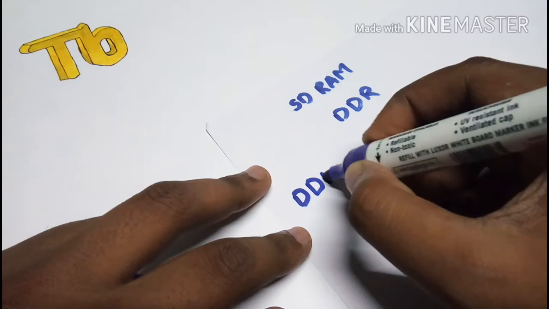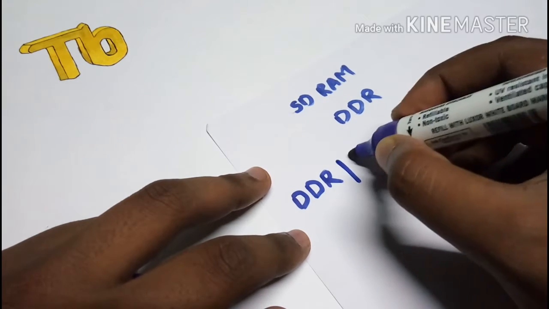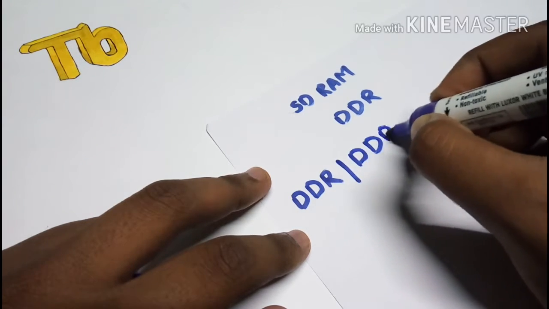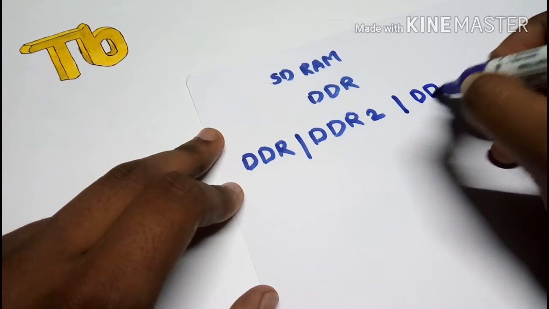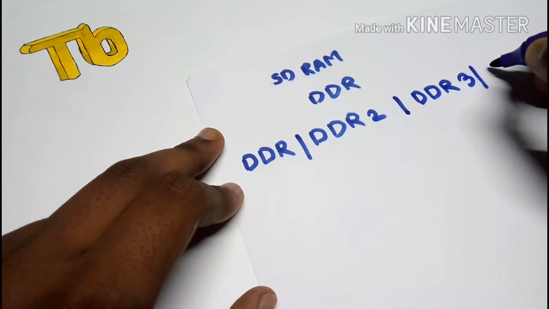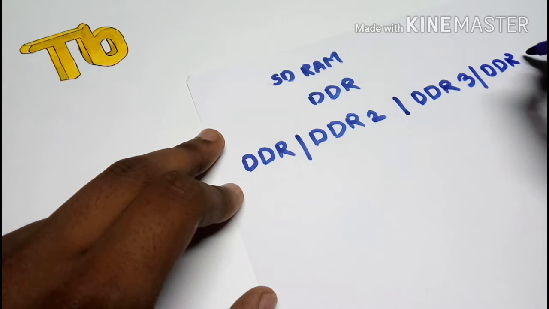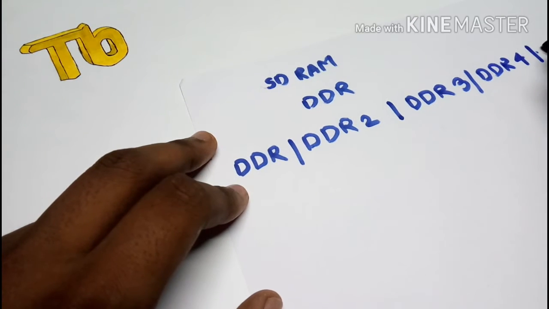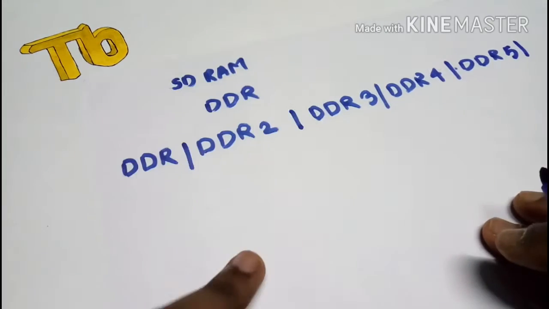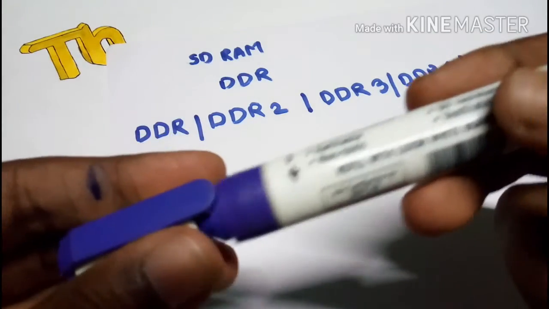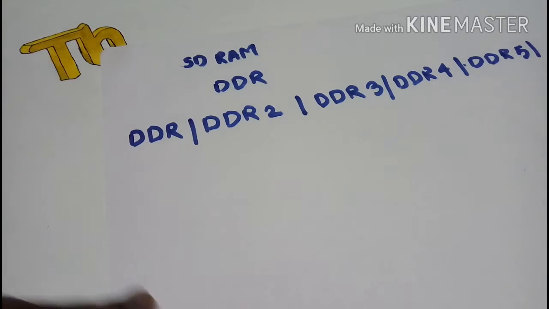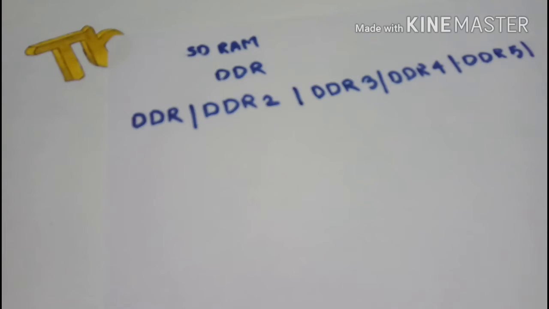Now guys, there are many families, many generations of RAM technology. The first generation was DDR, then came DDR2, then DDR3, and then DDR4, and at present the current generation is DDR5, and further research is going on. Now guys, we will be mostly talking about smartphones and their choices.